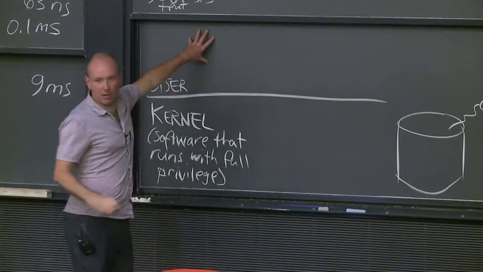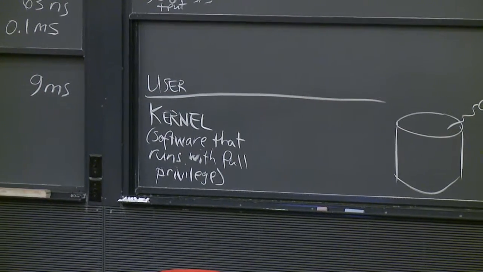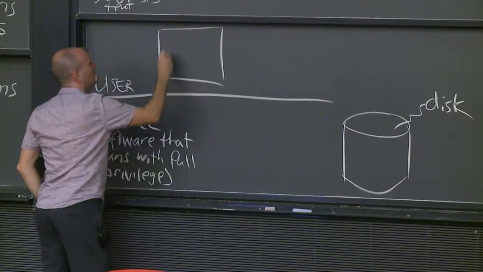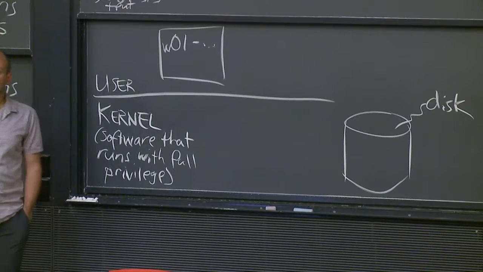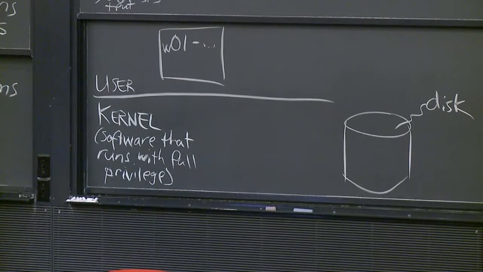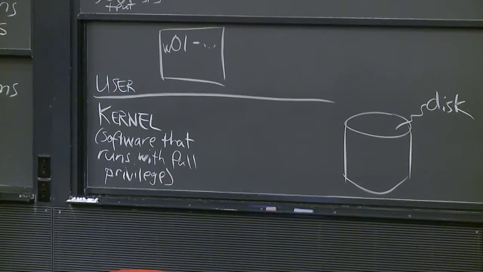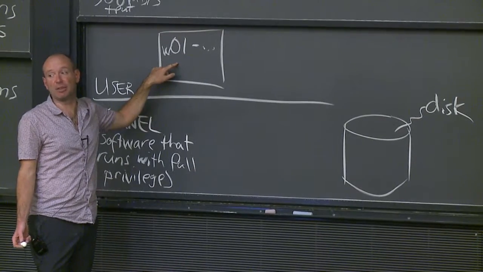If you're a program that's running in user space, as every program that you run is running in user space, so for instance, if you are our W01, whatever program, you don't get direct access to the disk. If you did get direct access to the disk, that would be a risk. Direct access to the disk would allow this program to read everyone's data and to overwrite everyone's data.